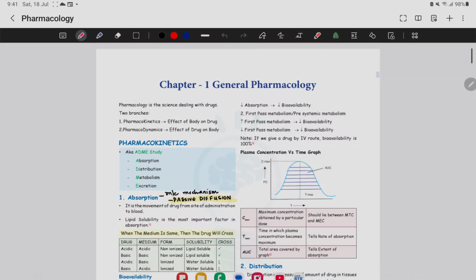Studying for pharmacology from Cerebellum, GRG source notes.